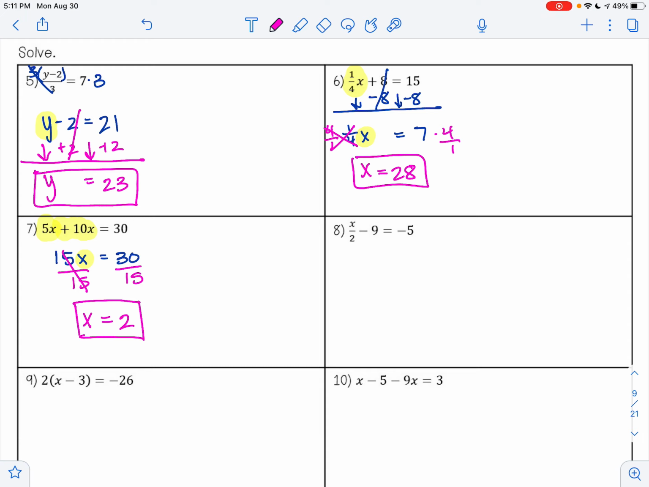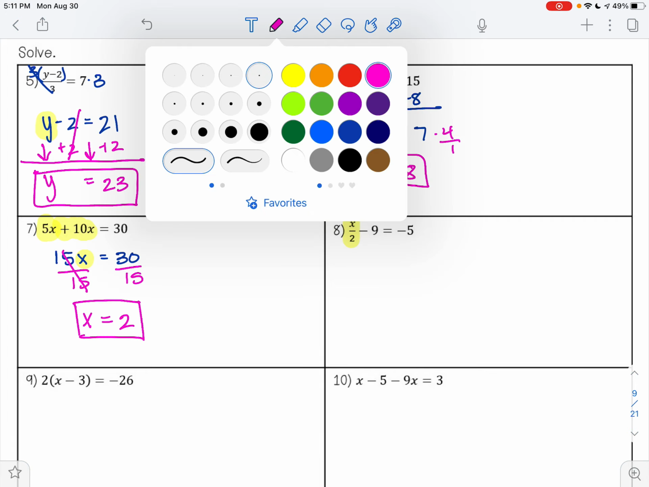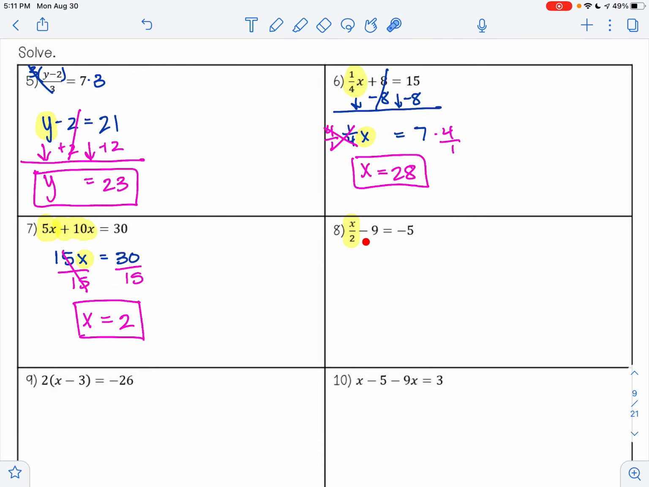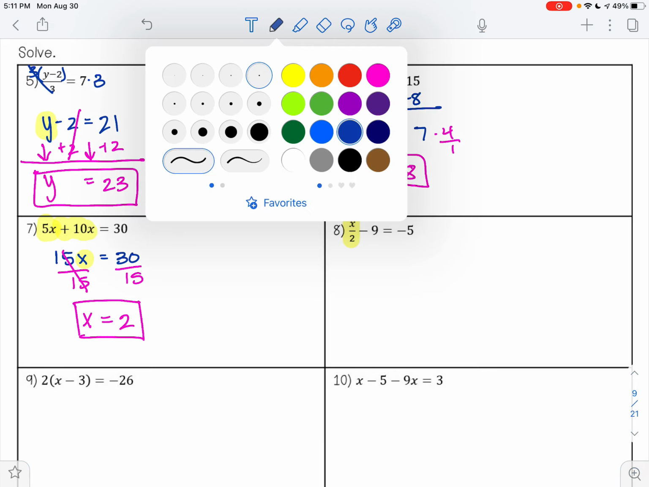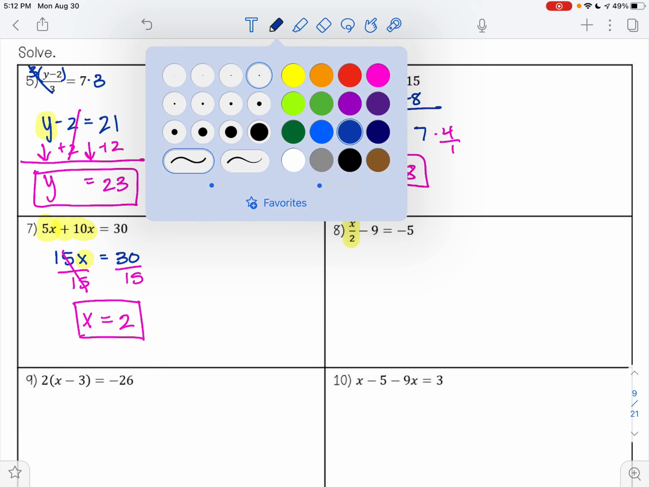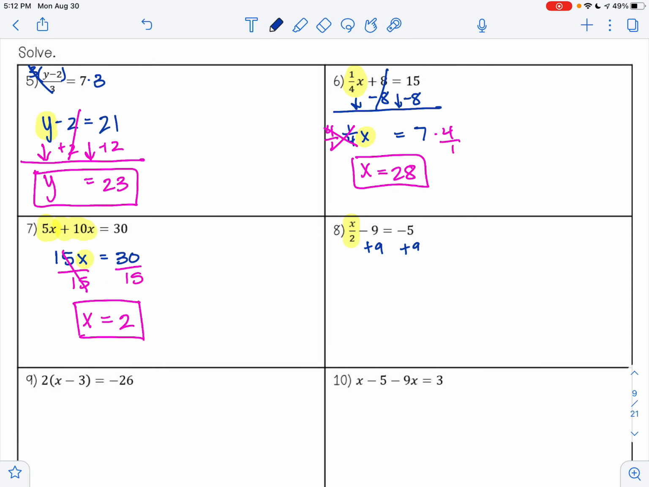On example 8, I have x divided by 2 minus 9 equals negative 5. We want to get the term with the variable by itself. Right now, we are subtracting 9 from x divided by 2. To undo subtraction, I am going to do addition. So I'm going to add 9 to both sides. So we're going to bring down that x divided by 2. Negative 9 plus 9 is 0. I'm going to bring down my equal sign. Negative 5 plus 9 is 4.